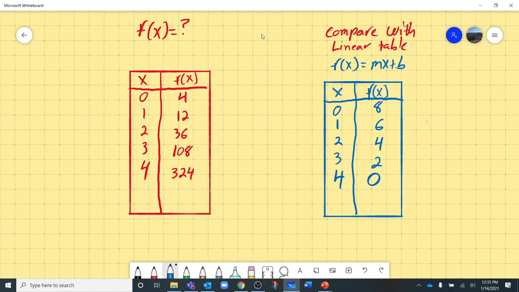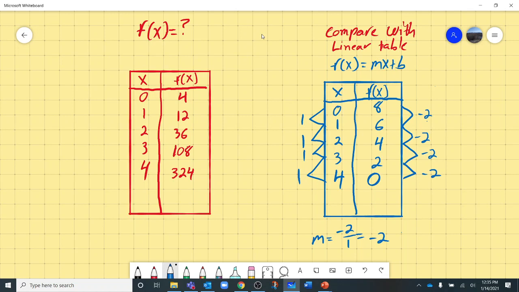When we look at this function, for each time we go up 1 in the x, these go up by 1. Every time those go up by 1, this goes down by 2. And if you remember, that is one of our definitions of slope: the change of y, or the change in f of x, divided by the change in x. So our slope for this one would be m equals negative 2 over 1, which is just negative 2.